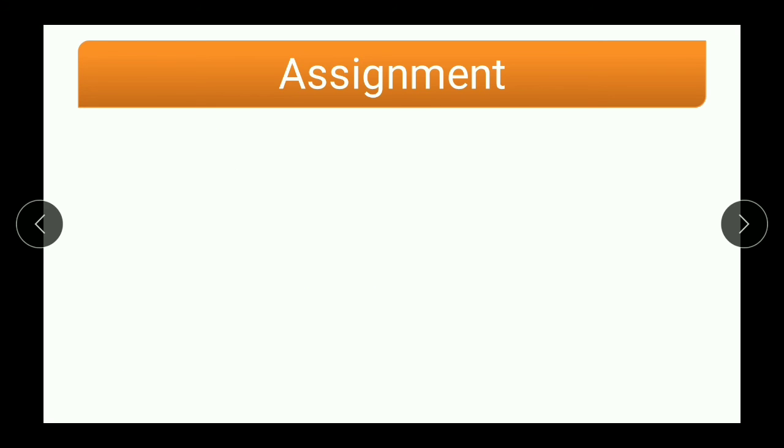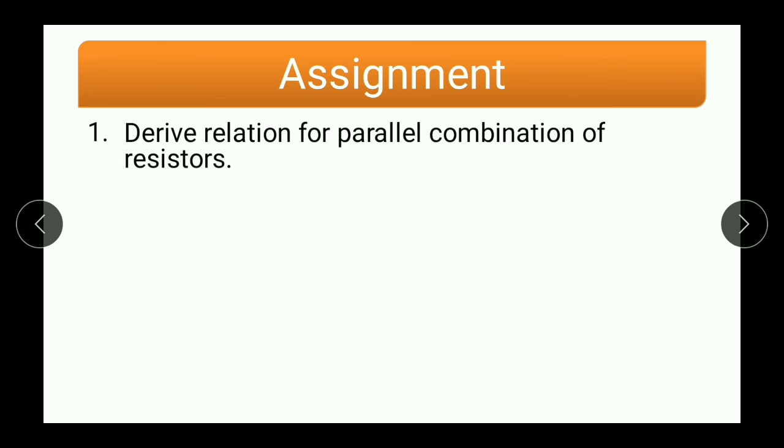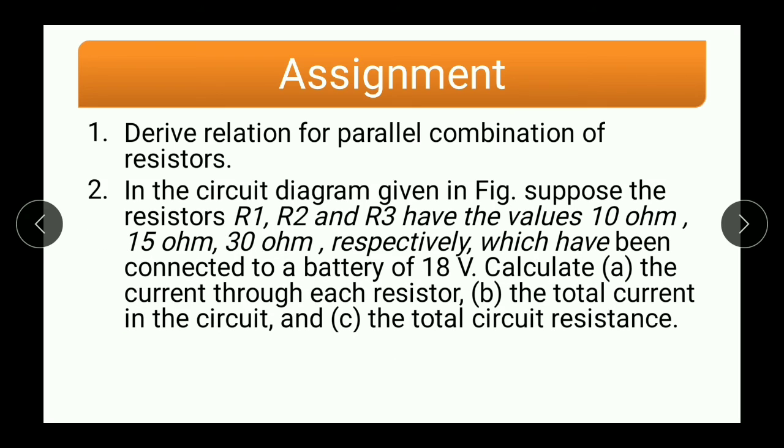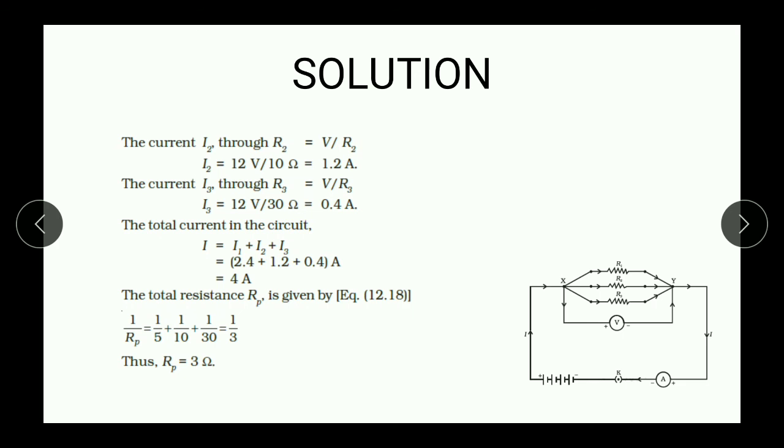And before closing this session, let us see what you can do at home. So you can try out this question. Derive relation for parallel combination of resistors. We have already derived it. You have to simply refer to that derivation and you can write it then. And then there is a second problem. In the circuit diagram given in the figure of parallel combination that I had already shown, suppose there are three resistors R1, R2, R3 which have values 10 ohms, 15 ohms and 30.